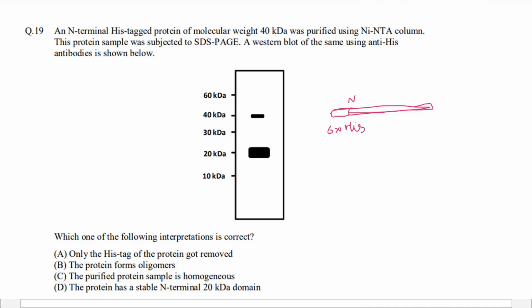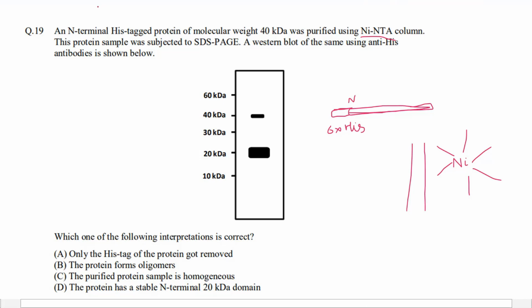When we want to purify this protein, we take a nickel NTA column, which has nickel. This nickel and the histidine, via its imidazole rings, will attach with the nickel and bind to the column. The other proteins which do not have the histidine tag will not bind to the column, and that is how you can separate your protein of interest.